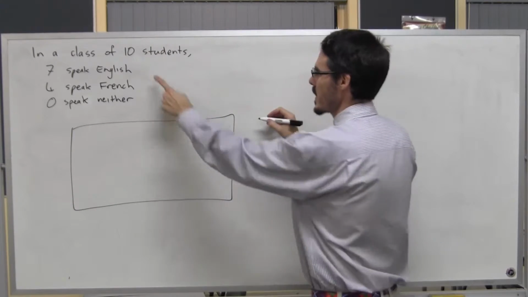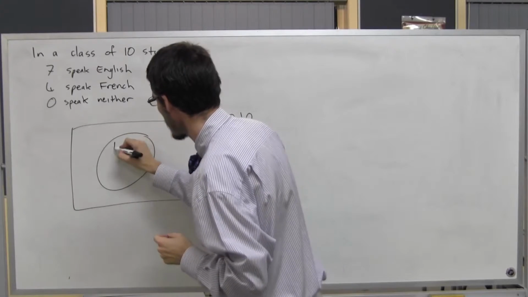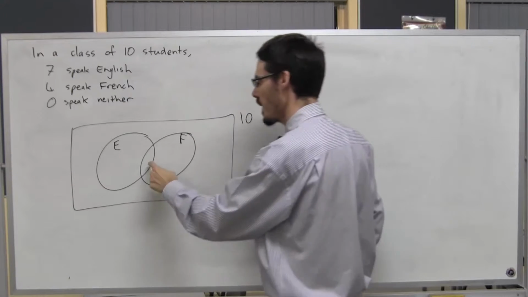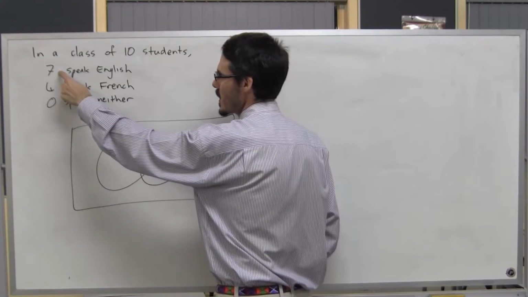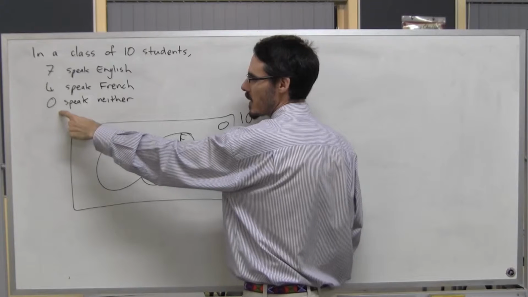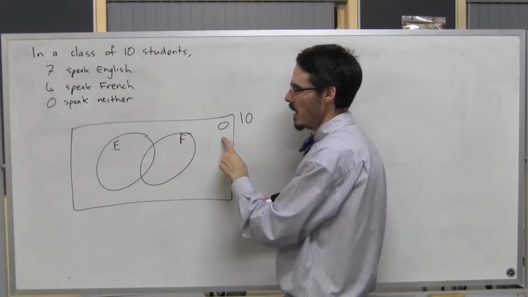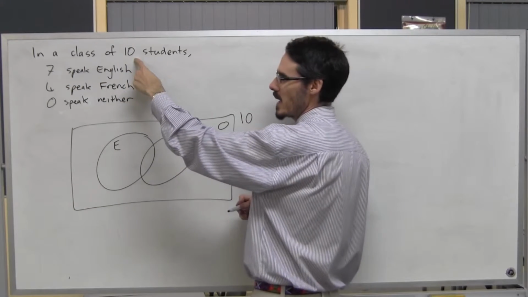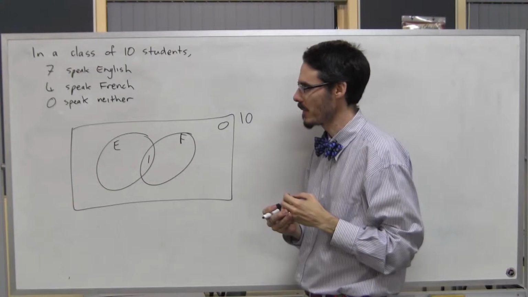In my class of 10 students, there are English speakers and French speakers, and there may be some overlap. If I've got 7 who speak English and 4 who speak French, and none outside those circles who speak neither, okay, none outside, then these add to 11, but there's only 10 students, so there must be one who speaks both.